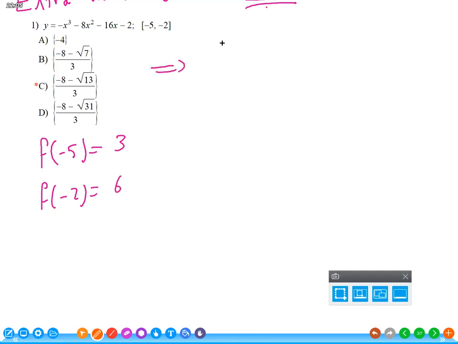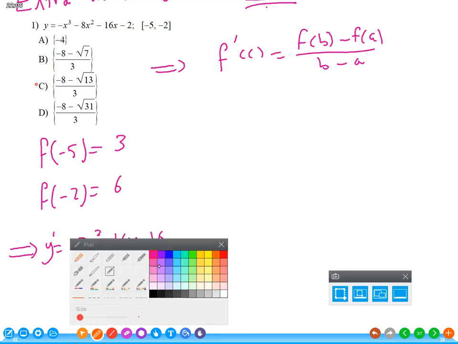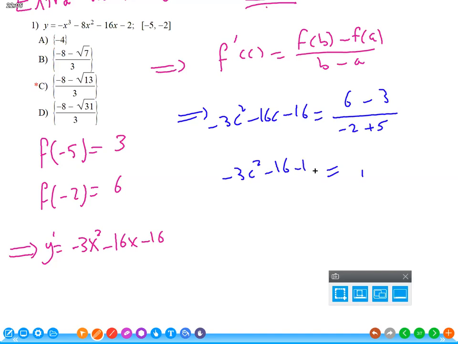I want to find the derivative, since the conclusion of the mean value theorem is f of b minus f of a over b minus a. So what is the derivative here? The derivative is minus 3x squared minus 16x minus 16. So I want to substitute here: minus 3c squared minus 16c minus 16 equals 6 minus 3 over minus 2 minus minus 5. The slope here will be 6 minus 3 over 3, it's 1. So here we got a quadratic equation.